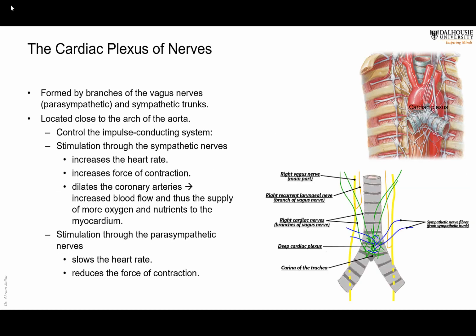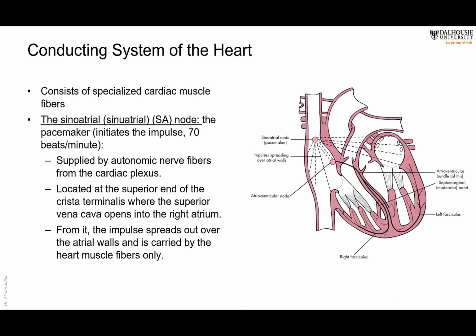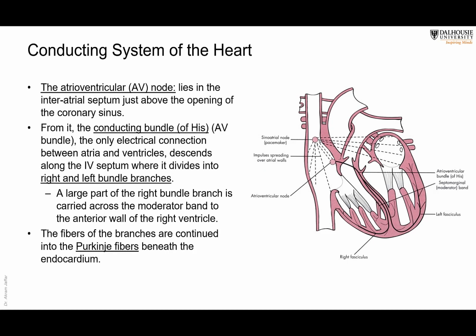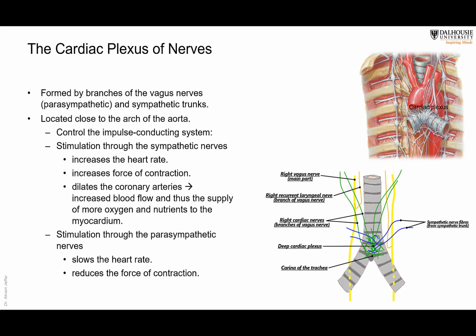And there is a plexus of nerves close to the heart, which is called the cardiac plexus. This plexus is formed by the autonomic nervous system, sympathetic and parasympathetic nerve fibers. These fibers control the SA node. The SA node by itself produces impulses at 70 beats per minute. If there is sympathetic overactivity, this will increase the heart rate. If there is parasympathetic overactivity, this will reduce the heart rate.